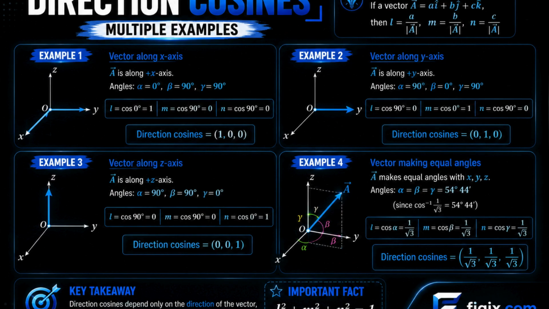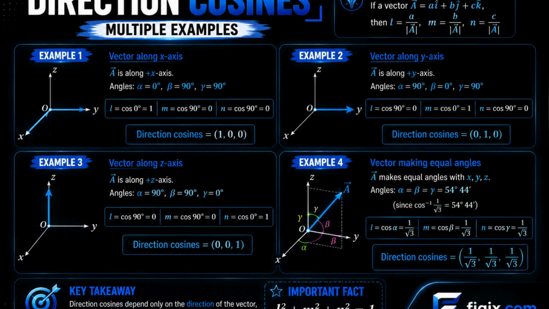In example 2, the vector lies completely along the positive y-axis. Therefore, alpha equals 90 degrees, beta equals 0 degrees, and gamma equals 90 degrees. Using cosine 90 degrees equals 0 and cosine 0 degrees equals 1, we obtain L equals 0, M equals 1, and N equals 0. Hence, the direction cosines are 0, 1, 0.